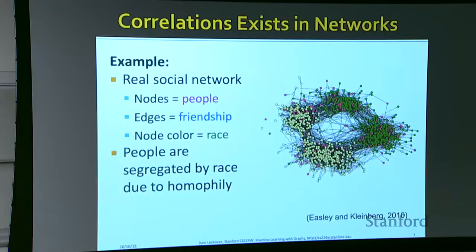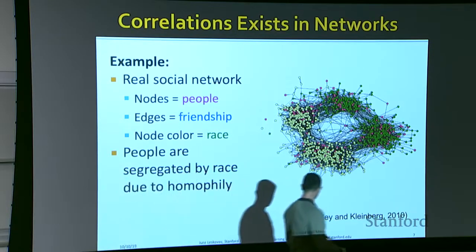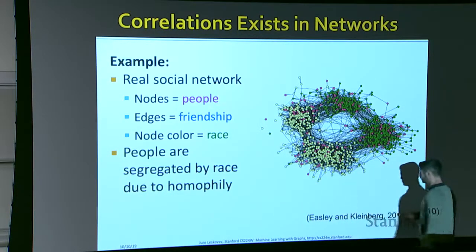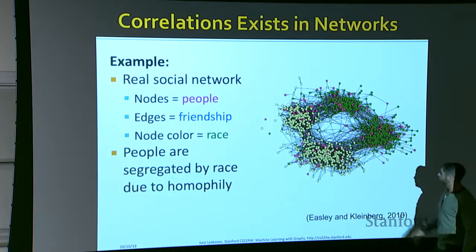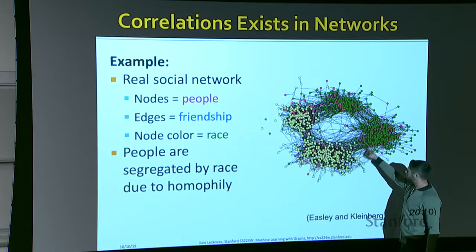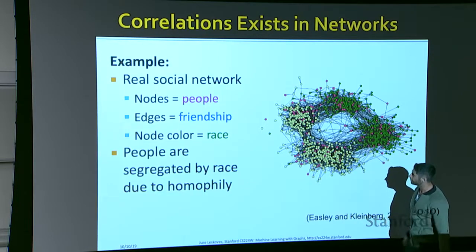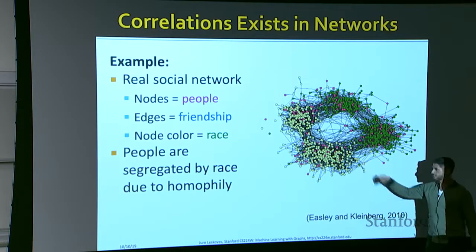All right, some examples. Let's think about a real social network. This example actually comes from the book that we point to on the website oftentimes. So this is a real social network. Nodes are people. The edges are the friendships that they established. And the node color is the race.